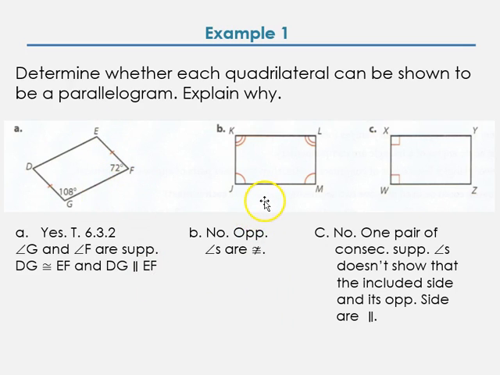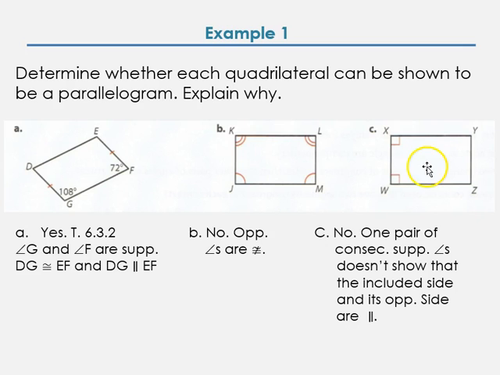Let's take a look at B. Well, it looks like a rectangle, but it's not marked properly to be a rectangle. In fact, if you were to draw sides that match these angles the way that they're congruent, you'd probably end up with an isosceles trapezoid. So no, the opposite angles are not congruent. You can see that. Consecutive angles are congruent, but the opposite are not.